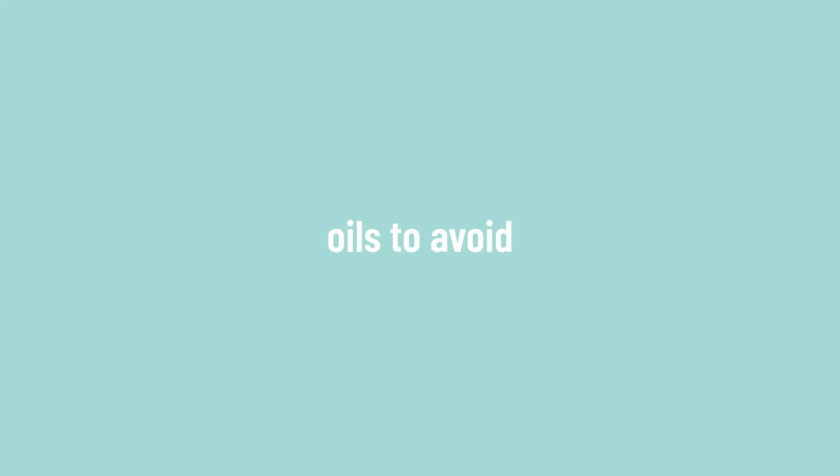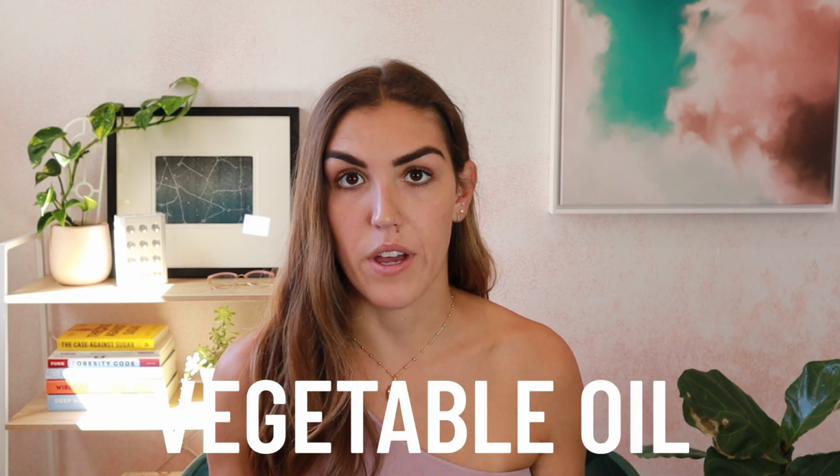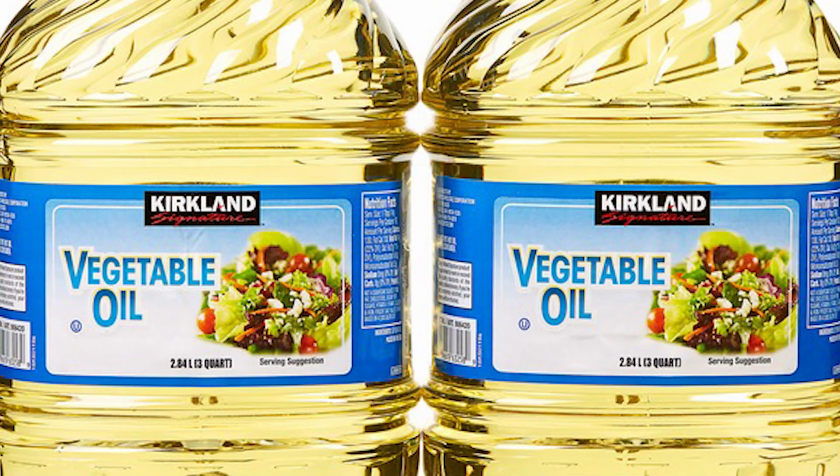Oils not to use. So when you are doing a carnivore diet, for the main part, you do not want to be consuming any oils that come from plants. These include oils such as canola oil, soybean oil, corn oil, grapeseed oil, safflower oil, sunflower oil, cottonseed oil. Did I miss anything? These all fall under the category of vegetable oil. So you don't want to be consuming anything that's labeled vegetable oil as well.